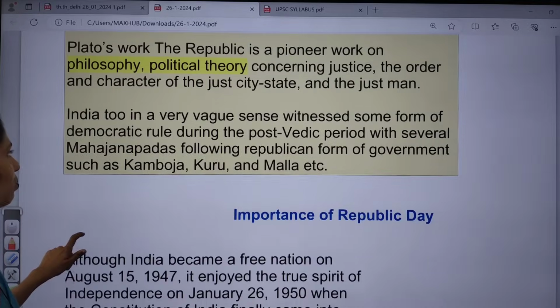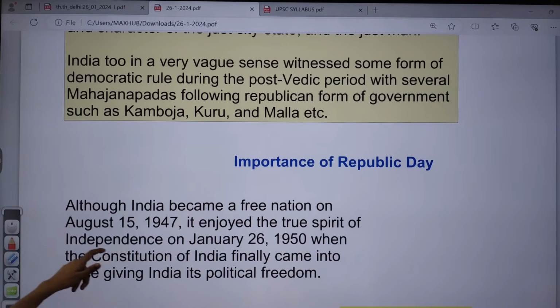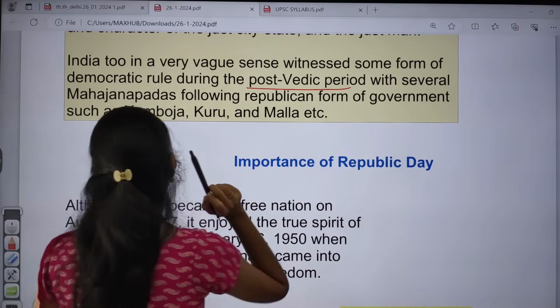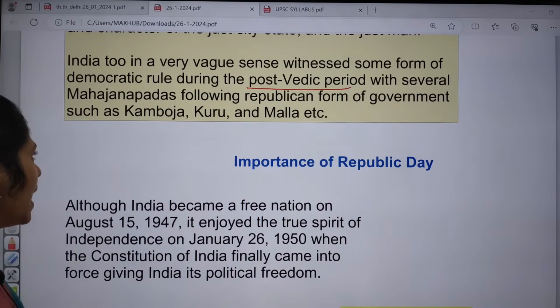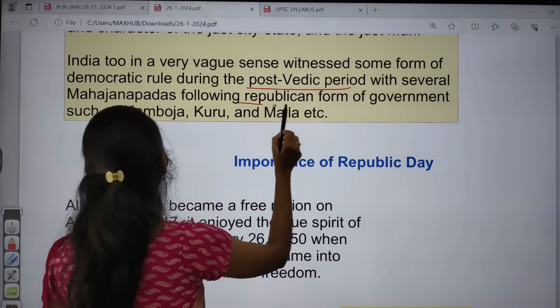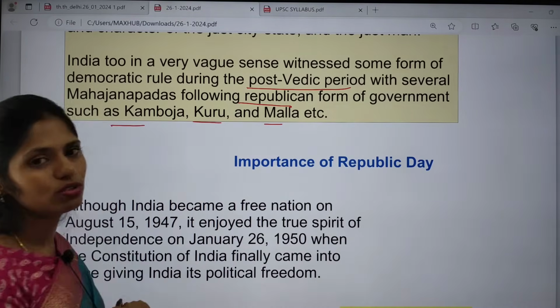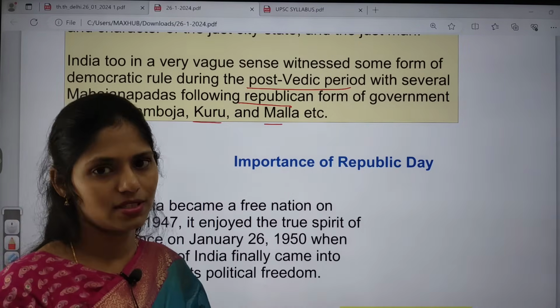India too, in a very vague sense, witnessed some democratic rule during the post-Vedic period. Several Mahajanapadas followed this republican form of government, such as Kamboja, Kuru, Malla, etc. Those will also be very important from your prelims point of view.